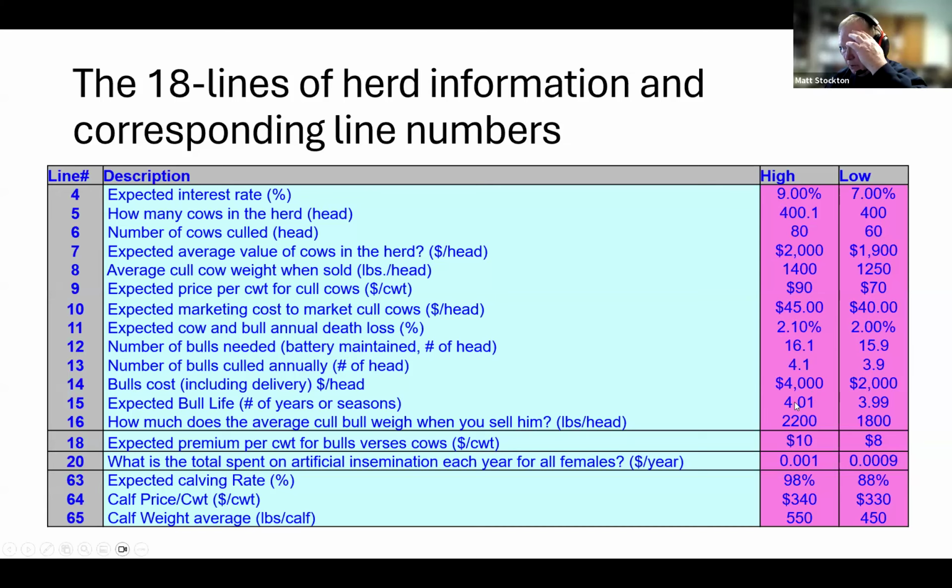The other thing is expected bull life is 4 years. I've got 3 to 4, that's how long I expected. Well, actually, we're doing 5 in this model. Okay, we're not using 4. So it's going to change some of that, and it's fine.